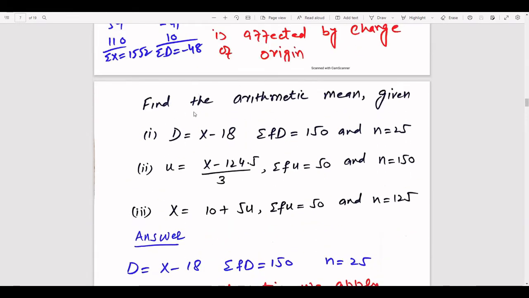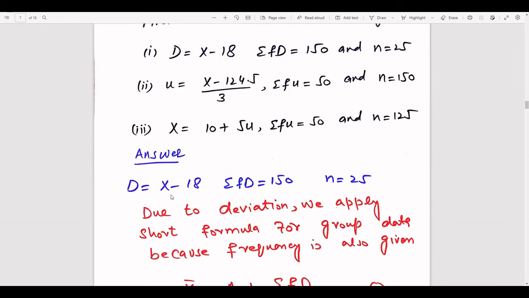The next question is to find the arithmetic mean given these three parts. In this question, the presence of frequency means the question is solved with the help of grouped data. The first part is solved because here are d and f. The presence of f and d means the short formula for grouped data. In the previous question we solved this for ungrouped data, but here we solve it for grouped data.